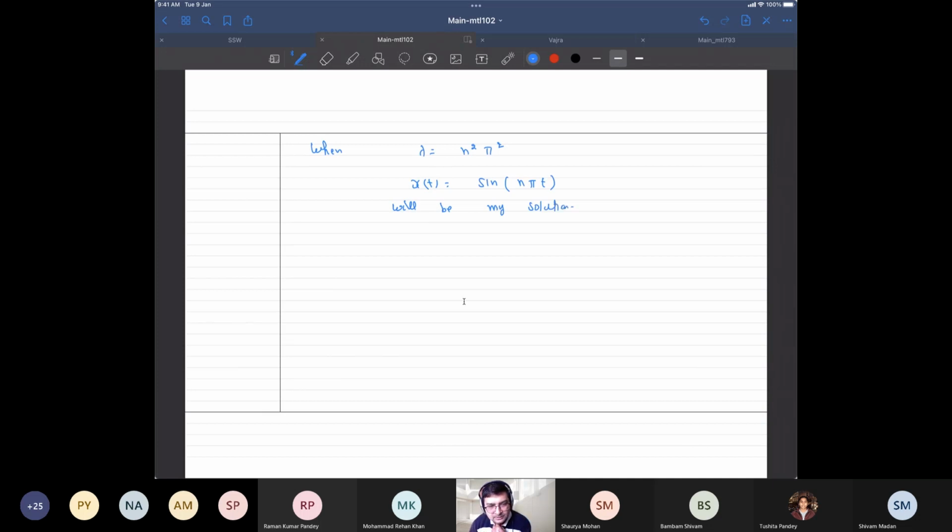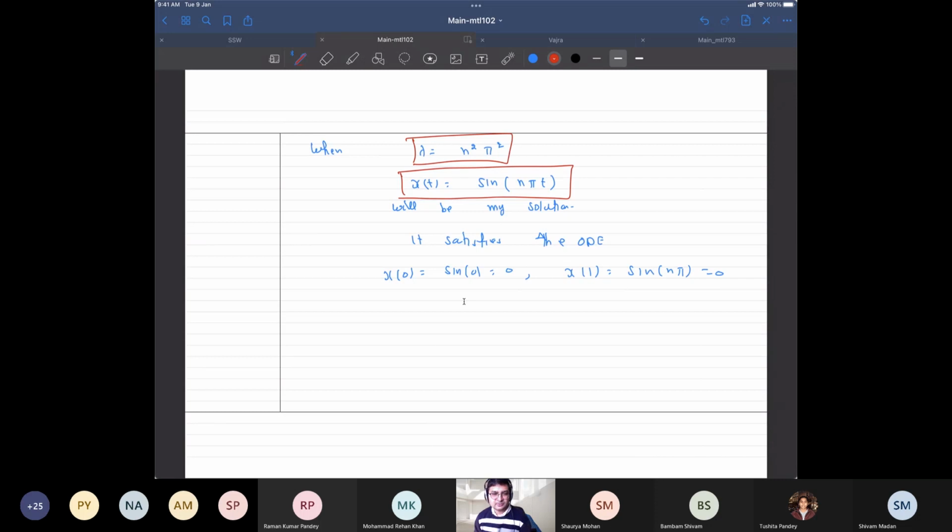All right, agree? Because note that clearly it satisfies the ODE, right? It satisfies the ODE. And if you look at x0, this is sine 0, so this is 0. x1 is sine n pi, which is 0. And note that this is non-trivial. But this will only work for lambda equal to n square pi square. So that means now I have an eigenvalue and eigenfunction.